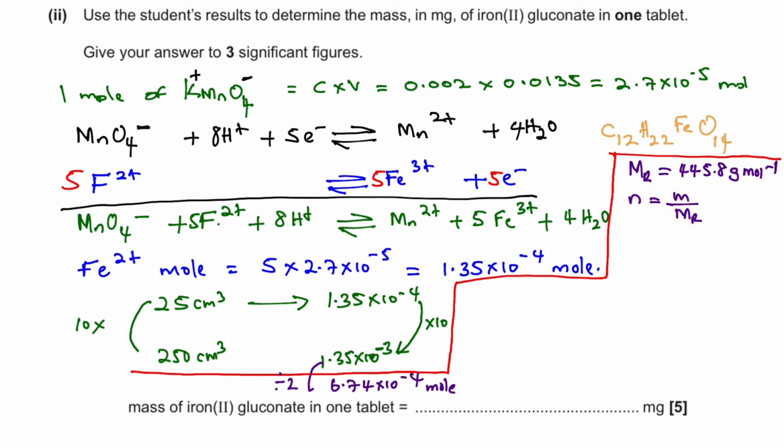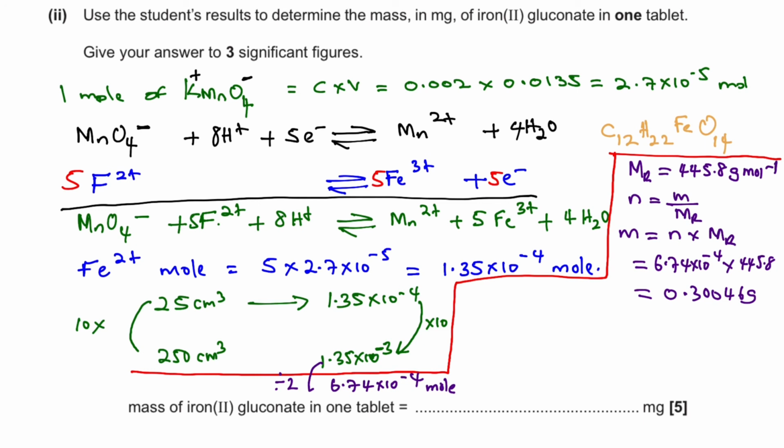So the mass is going to be mole times relative molecular mass. If you plug the values in, for the mole we're going to get 6.74 times 10 to the power minus 4 times 5.8. And when we get that, what do we get? We get 0.30046 grams.